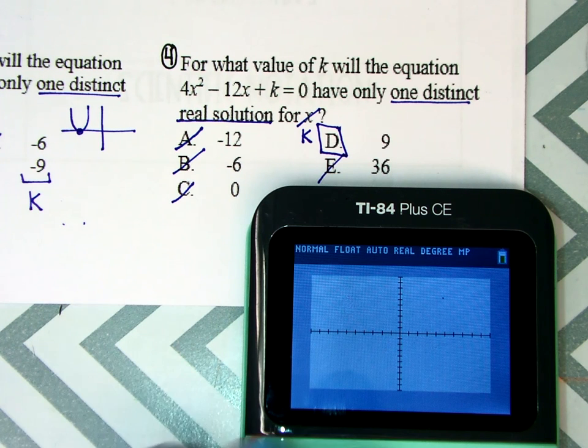So remember, your calculator is a great tool to help you factor if you've forgotten how to do it, and the rest of your assignment is posted on Google Classroom.